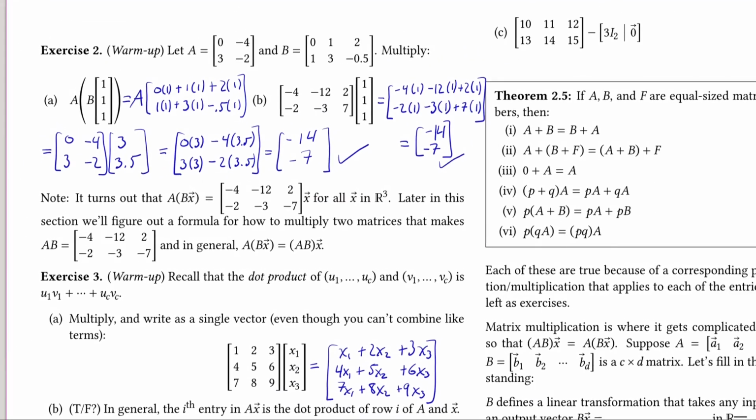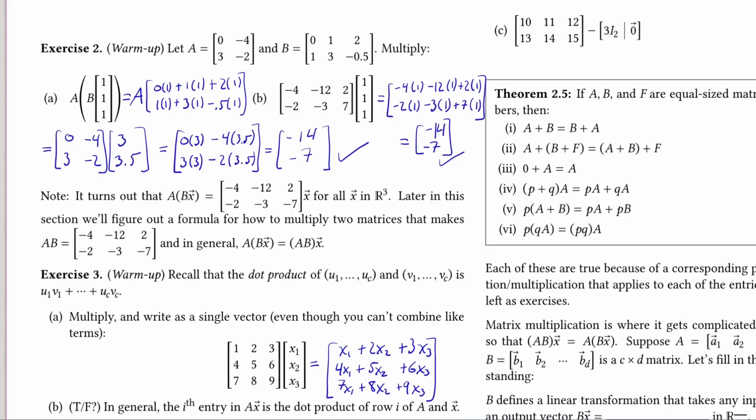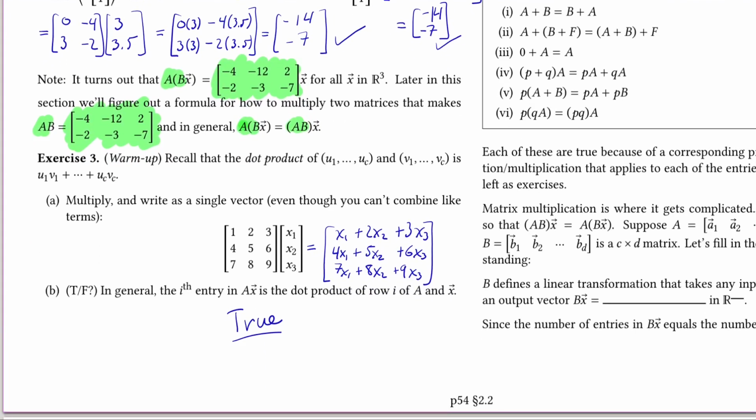And you saw this note here that if you do Bx first and then do A times that, which is what we just did here, you get the same thing as just this one matrix times x. So it kind of makes sense that if you just move these parentheses around, that this matrix should be AB. Yeah, we're going to see how to actually calculate this matrix A times B in this section. And for exercise 3, hopefully you got that this is true.